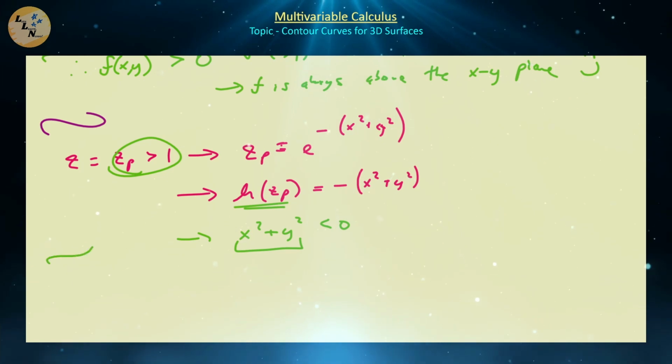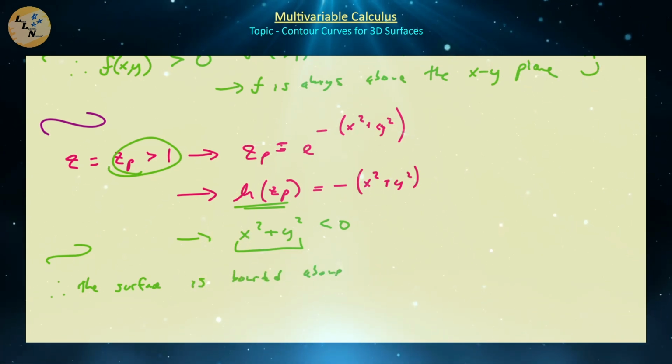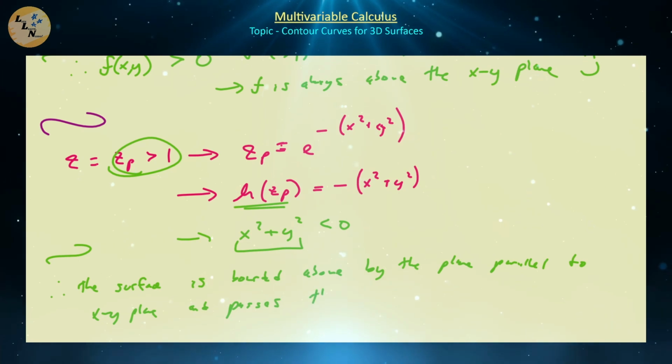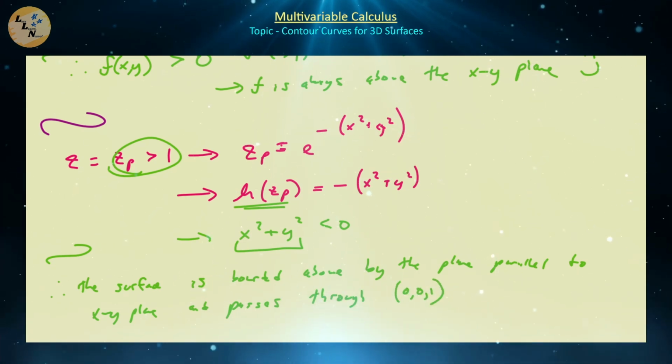Right? So that means the surface is bounded above by the plane parallel to the xy plane that passes through, combining with some other information we've already found, the point 0, 0, 1.